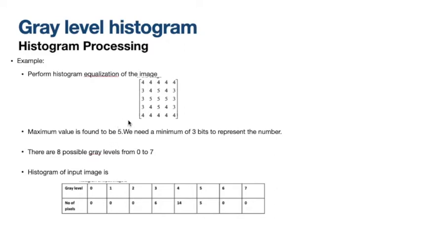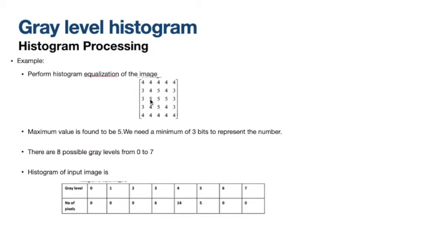So there are 8 possible gray levels, that is from 0 to 7. The histogram of the input image is shown here, that is you have gray level 0 to 7. The corresponding number of pixels is given. For gray level 0, the number of pixels is 0. For gray level 1 it is 0. For gray level 2 it's 0. For gray level 3 there are 3 pixels.